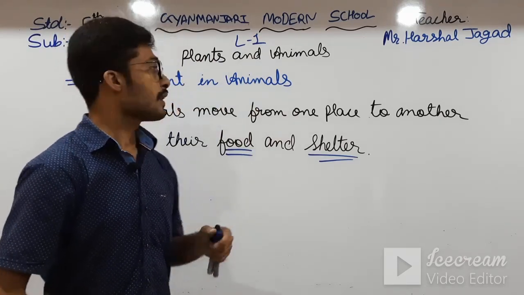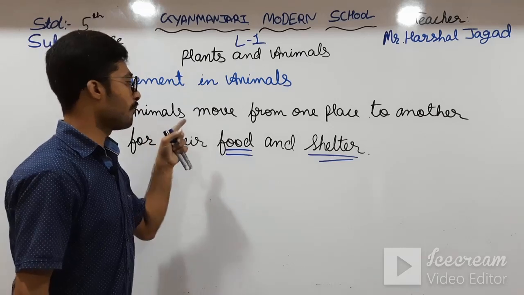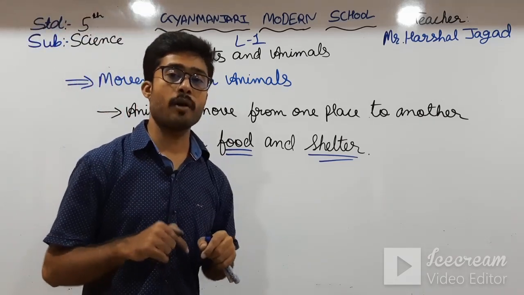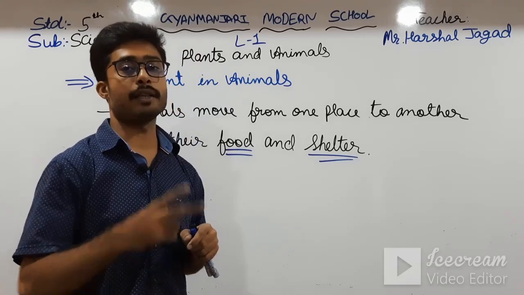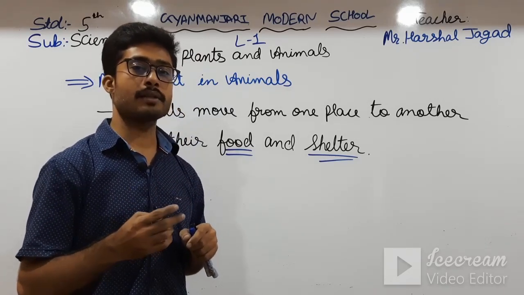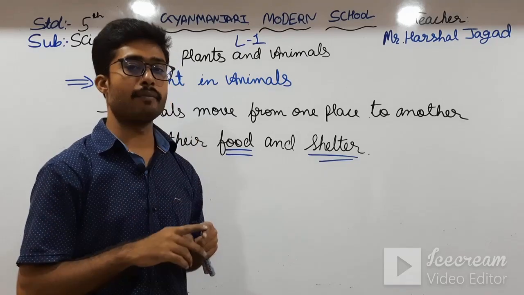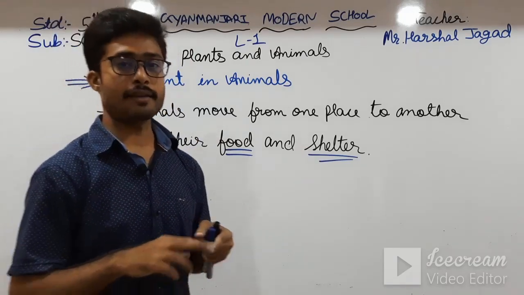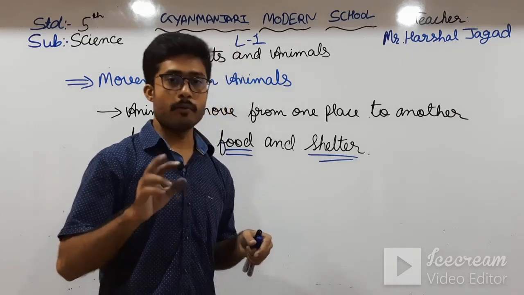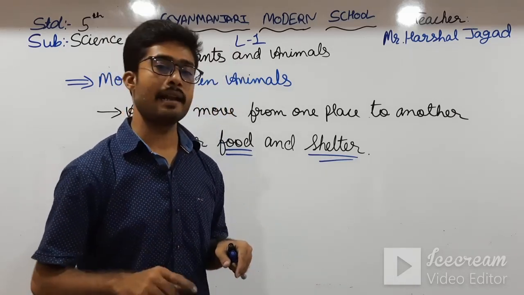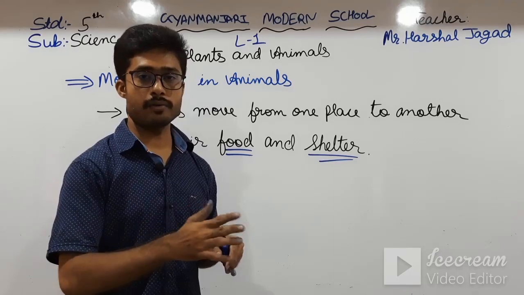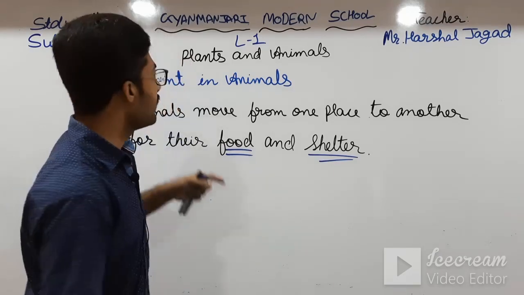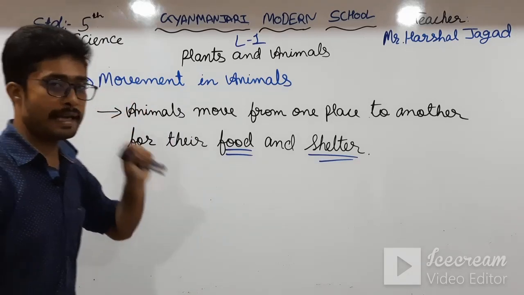Okay students. So animals move from one place to another place for their food and shelter. Human beings walk with two legs and animals walk with four legs and birds have two legs plus two wings, legs for walking and wings for flying in the air, and snake crawls and fish swims in the water. Okay students, this is the movement in the animals.